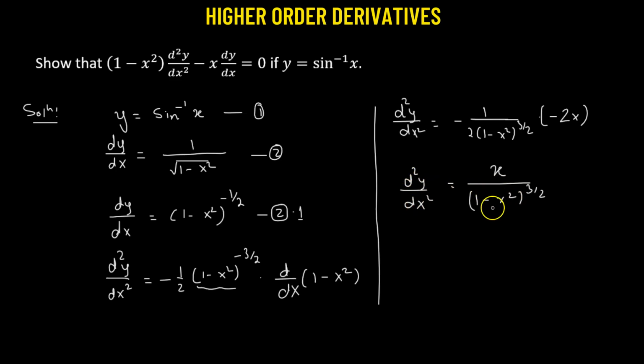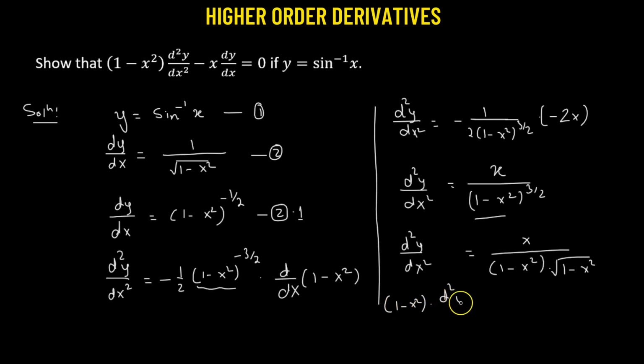Now further, this can also be broken down as x divided by 1 minus x squared multiplied by the square root of 1 minus x squared. So this is our second derivative of y with respect to x. Now what we'll do is take 1 minus x squared and cross multiply it with the term on the left hand side. So we have 1 minus x squared multiplied by the second derivative of y with respect to x equals, so here we have x. Now we'll be left with 1 over square root of 1 minus x squared.